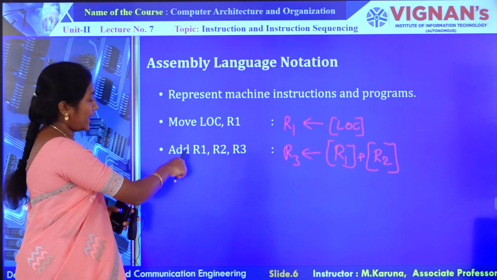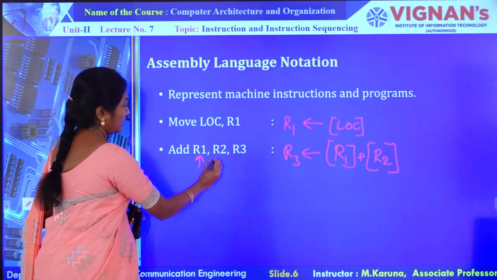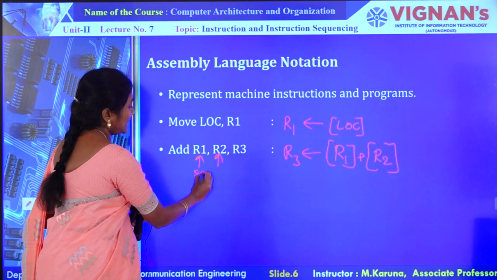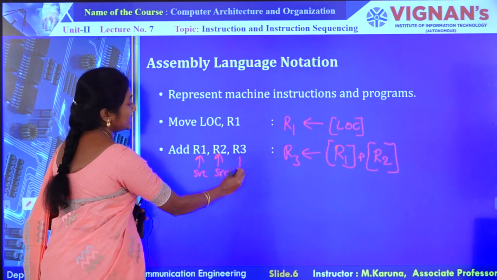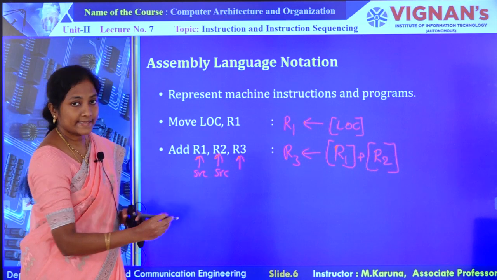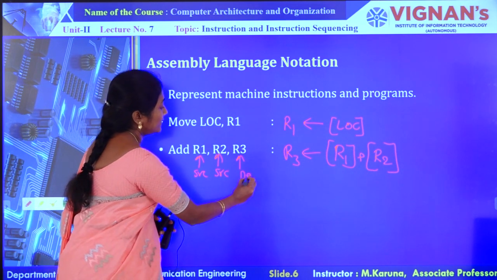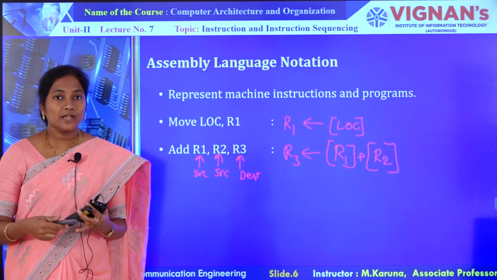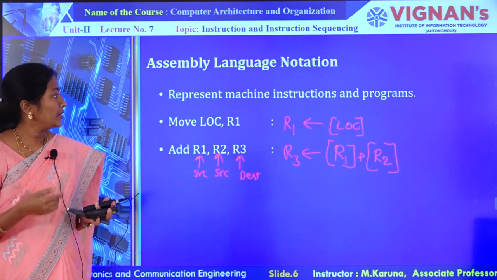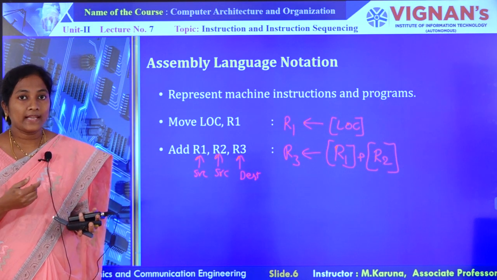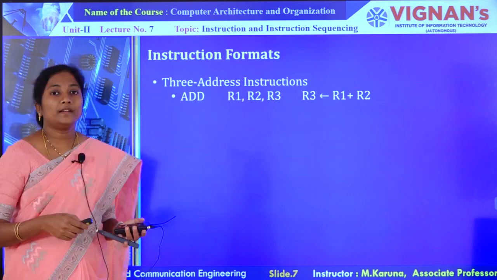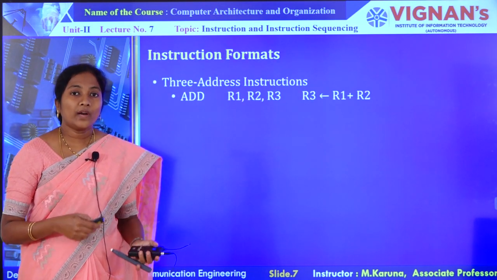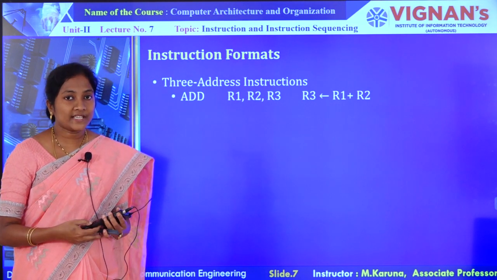So, here R1, R2 acts as a source register and R3 acts as a destination register. Okay. So, this is the notation used in assembly language. Let us discuss what are the types of instructions present.